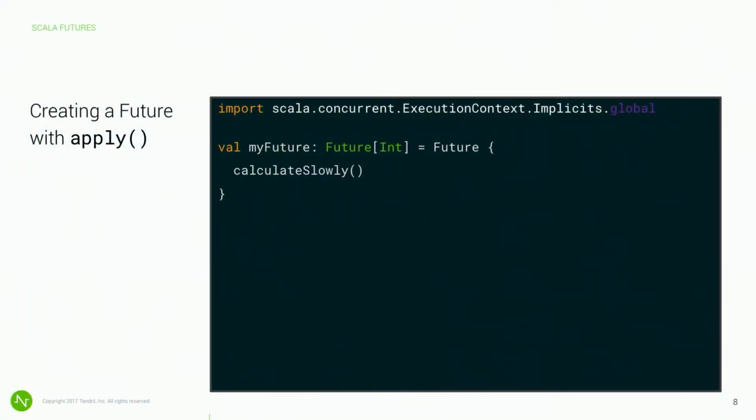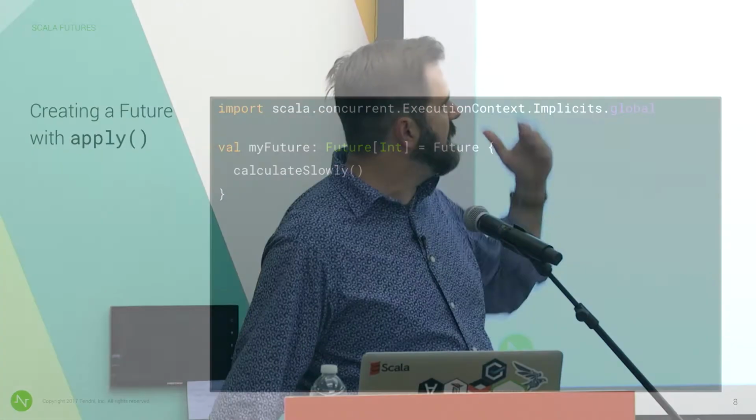So let's start with apply. We have to have an execution context that these will run in. I'll talk a little more about that on a subsequent slide. In this case, we're just going to grab the global one. Then we use future and pass it a body, and this calculate slowly is going to happen inside the execution context. That's going to yield this future event that I can pass around and do something else with.